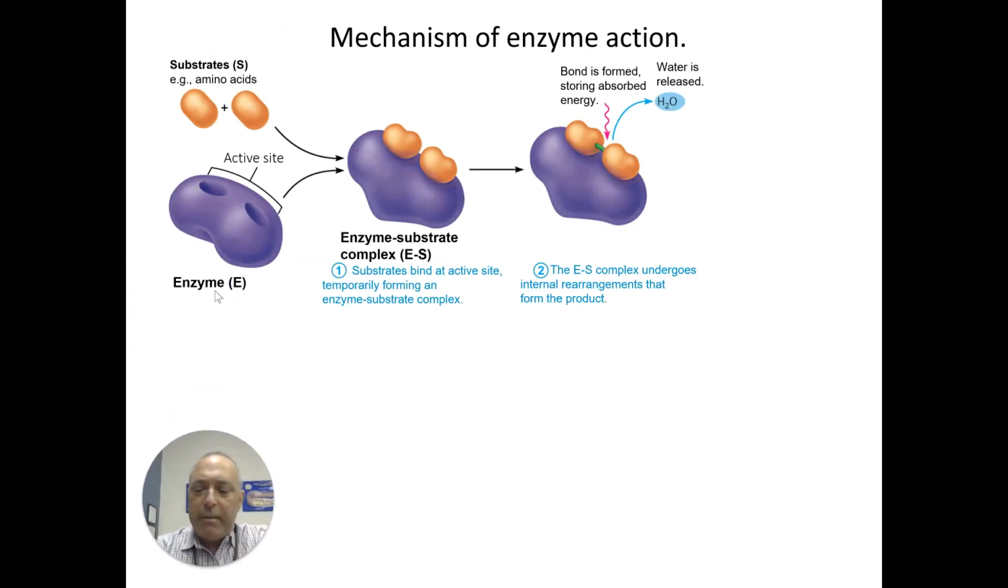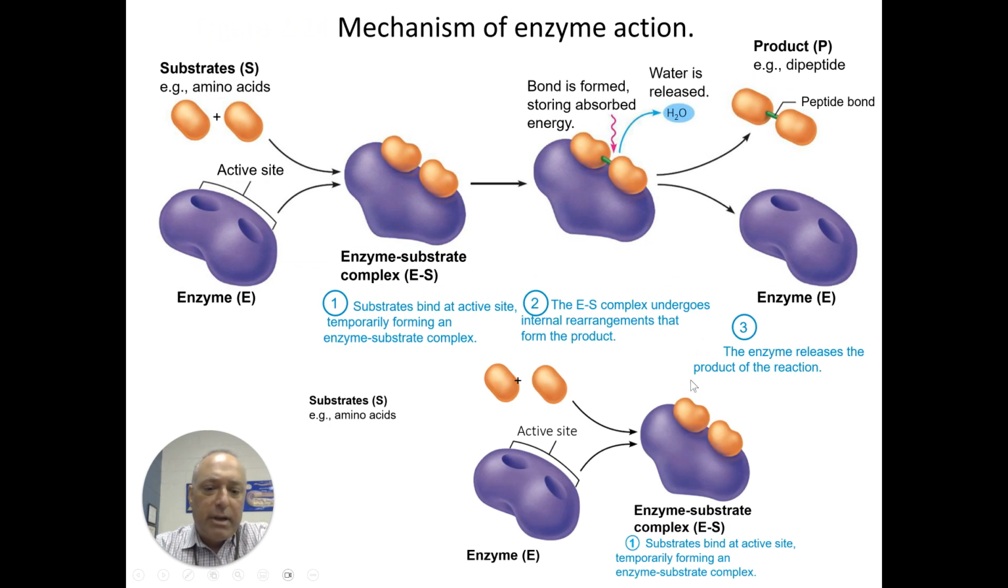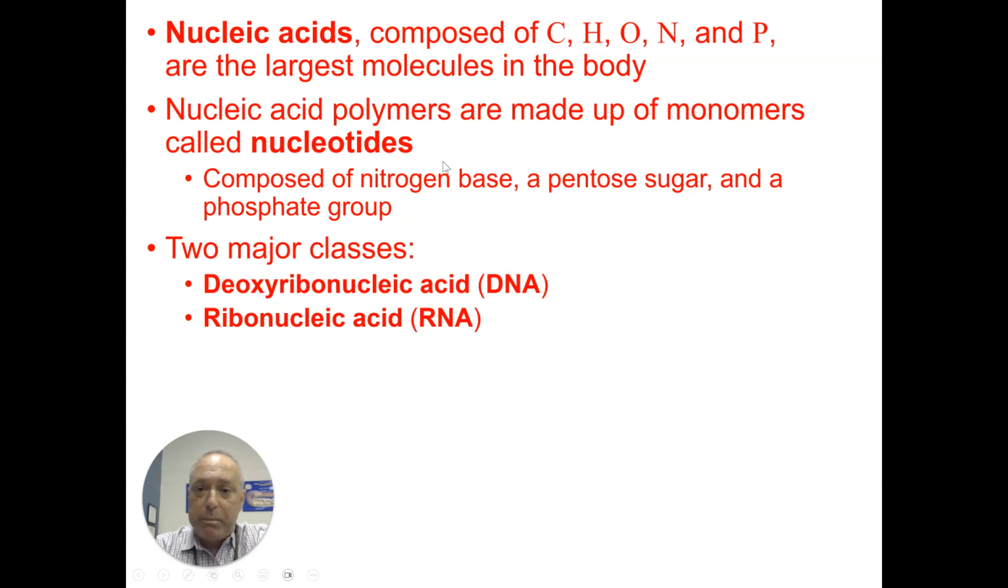So, mechanism of enzyme action, you've got your enzyme with its active site and your substrate. Substrate fits into the specific active site, forming the enzyme-substrate complex. Let's say we're forming a polypeptide. We've got dehydration synthesis, which forms that peptide bond. Then the product is released. The enzyme is reusable to form another enzyme-substrate complex.